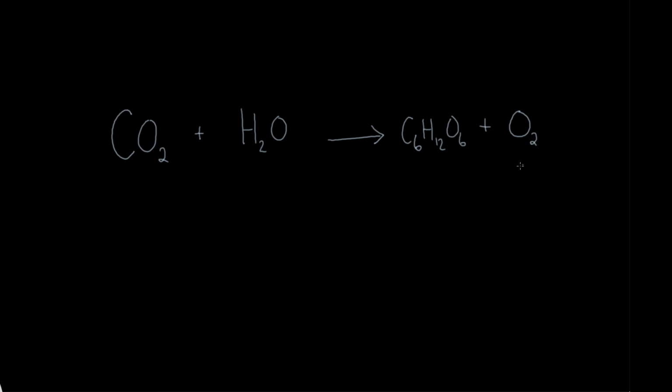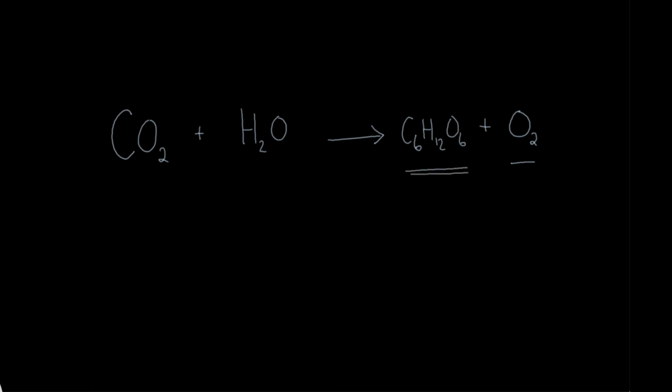Let's look at the equation for photosynthesis so we can better see what is going on in this process. Photosynthesis takes the carbon from carbon dioxide, so that's CO2. It's going to use some water. And the products are glucose, C6H12O6, plus oxygen gas. So oxygen gas here is our waste product. We don't want that. And glucose is what we're actually trying to produce.